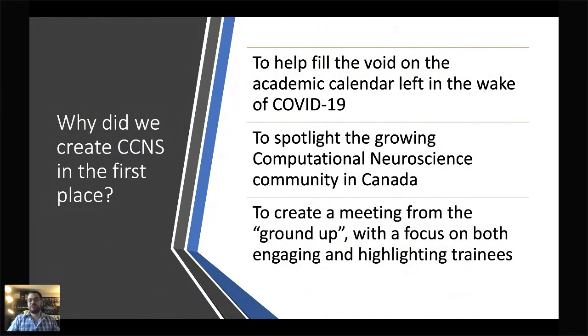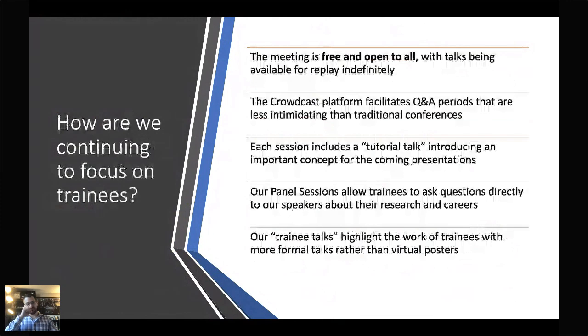We decided that this presented an opportunity to not only spotlight the computational neuroscience community in Canada, but to create a meeting from scratch, from the ground up, to really exploit the uniqueness of the online virtual setting. Obviously, we all know there are drawbacks. We don't get to see each other for coffee and drinks at this meeting, but there are some benefits to doing this meeting online. We wanted to create a conference that could fully exploit those opportunities. One of the things that we did is make a meeting that focused on trainees, which is something that all conferences could probably benefit from doing a little bit more.